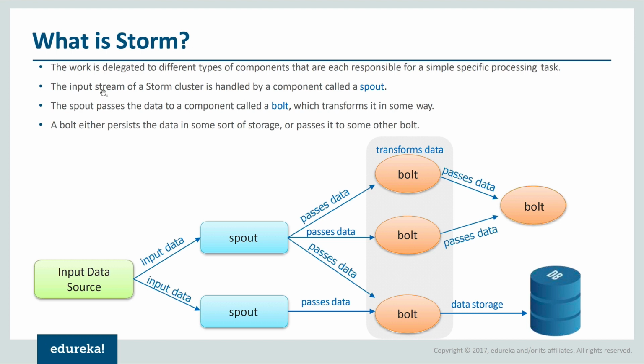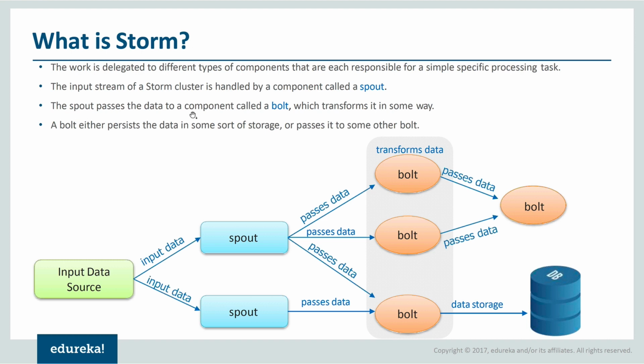The input stream of a Storm cluster is handled by a component called a spout. So the first guy who is taking people in from the gate, checking the identities and making sure that everyone goes to the right person, this guy is called a spout. So this guy's only job is to handle input data and tag that data if you want to, and then divide that data to the next processes.